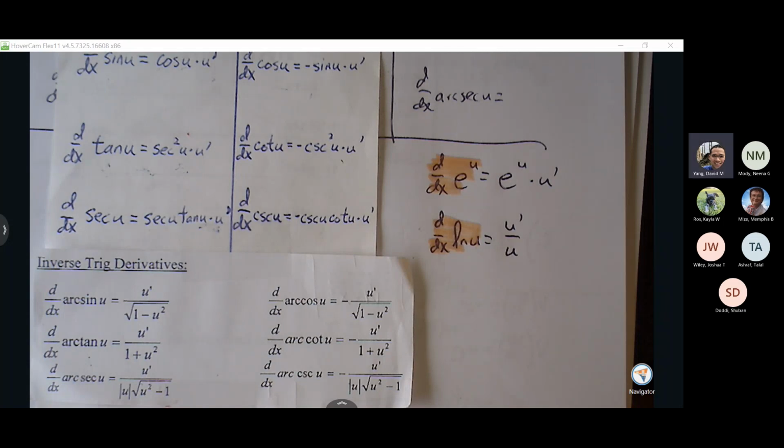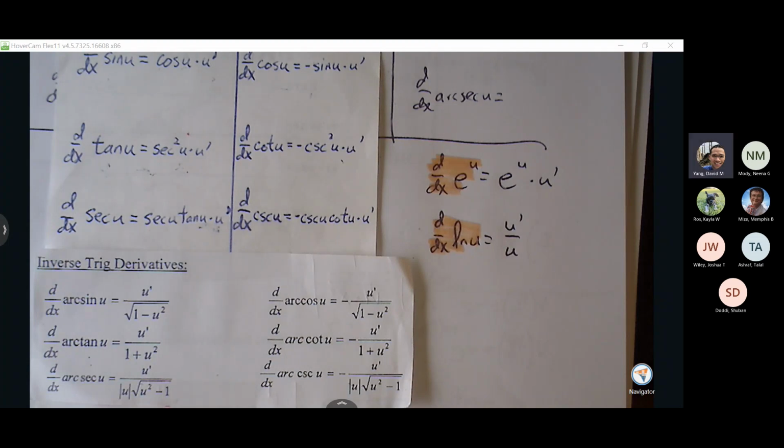Okay, so sine and cosine just involve each other. Tangent and secant involve each other. Cotangent and cosecant involve each other. All the C functions produce negative derivatives.